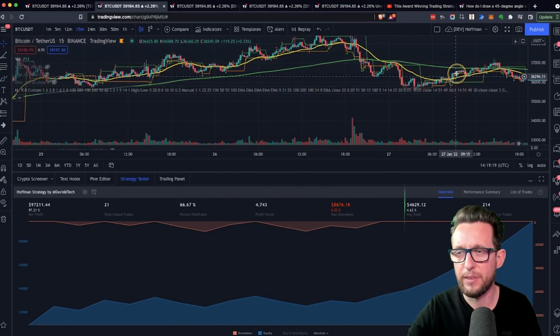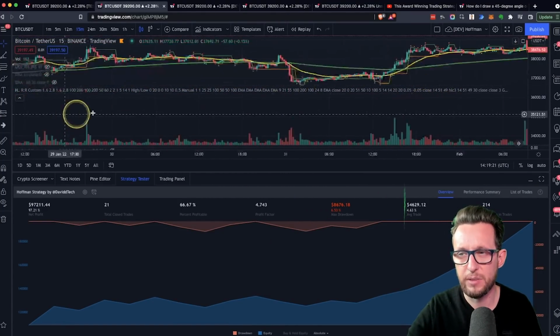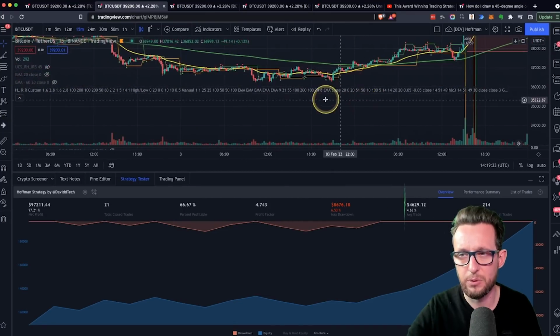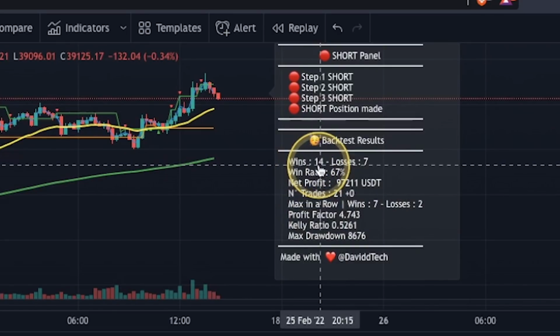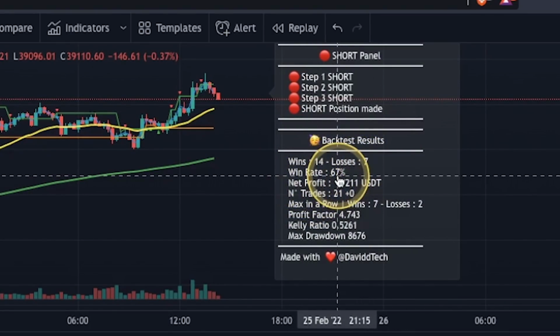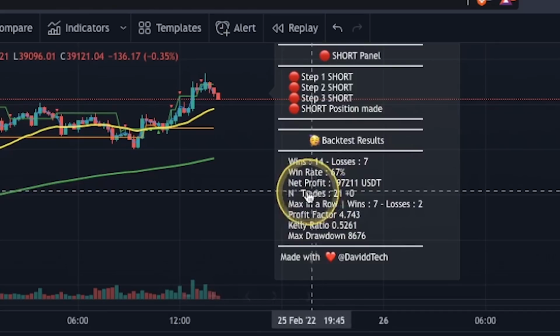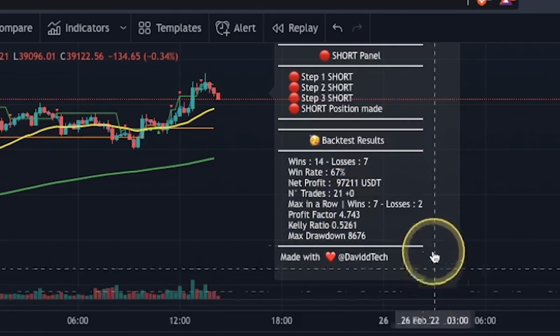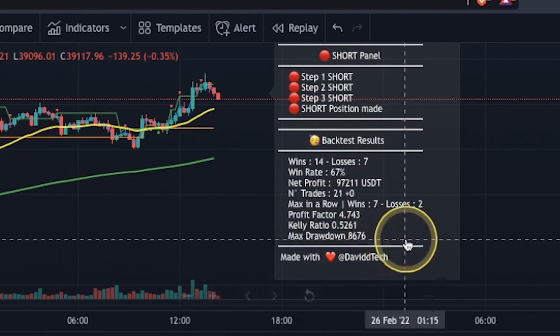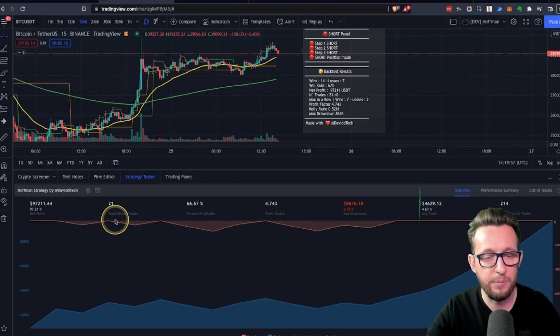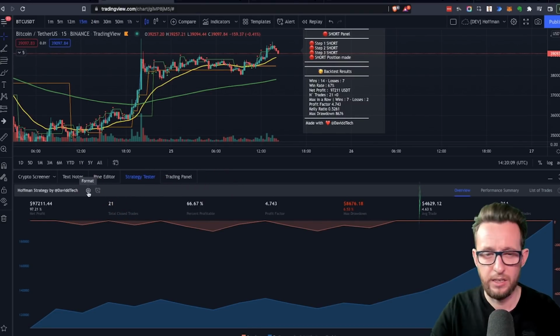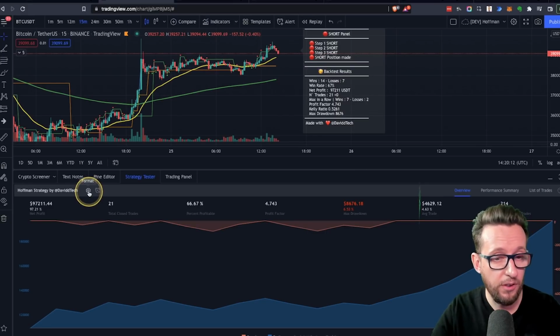Let's have a look at some of the other details that we have here on the David Tech dashboard. Okay, here we are on David Tech dashboard. We have wins at 14, 7 losses, a 67% win rate. We also have a number of trades, which is 21. We have 7 wins in a row and 2 losses in a row. As I said earlier, it is not a big enough pool for me to actually go and trade this, but it is well worth testing on the forward testing platform to find out what it would do on a longer period.